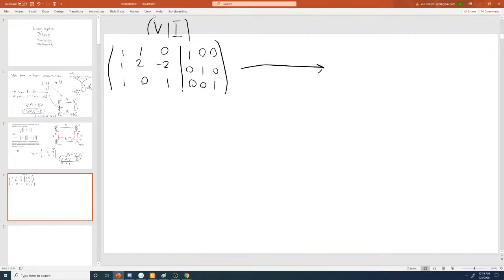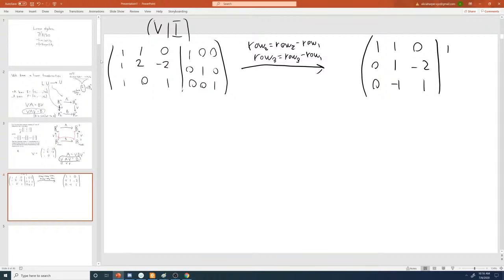So I'm going to do my operations. First thing I'm going to do is set row 2 equal to row 2 minus row 1, and set row 3 equal to row 3 minus row 1. This will clear out this one and this one. So I'm going to have 1, 0, 0, 1, 0. Here I'm going to have 1, negative 2, negative 1, 1. On the other side of the augment, I'll have 1, negative 1, negative 1, 0, 1, 0, 0, 0, 1.